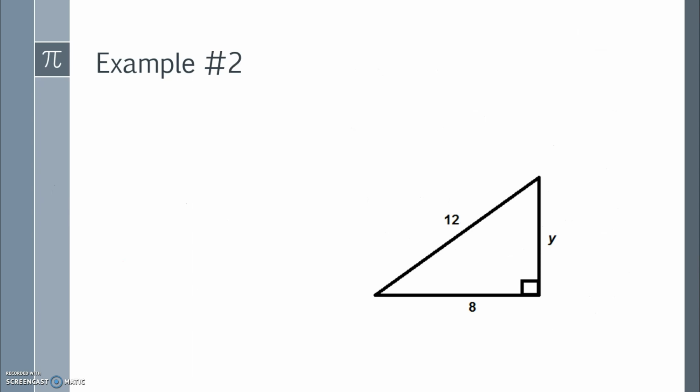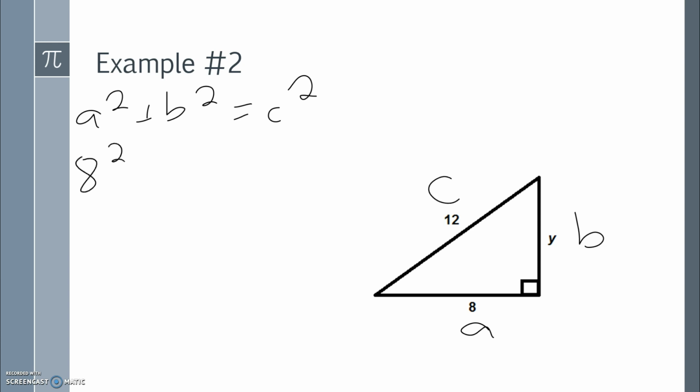Our next example, this is where the side we're looking for is not the hypotenuse, but we're still going to go through the same steps. So A squared plus B squared equals C squared. We're going to be labeling our sides, A, B, C. We're going to be plugging the numbers into the formula: 8 squared plus Y squared equals 12 squared. As you can see, instead of plugging in a number, we just plug in the letter Y squared.